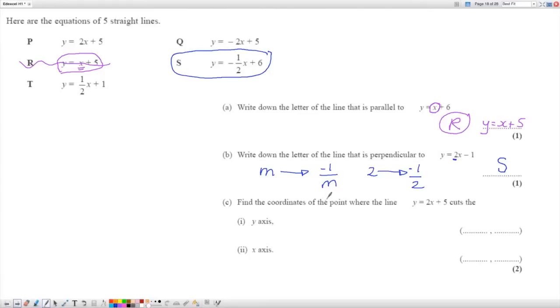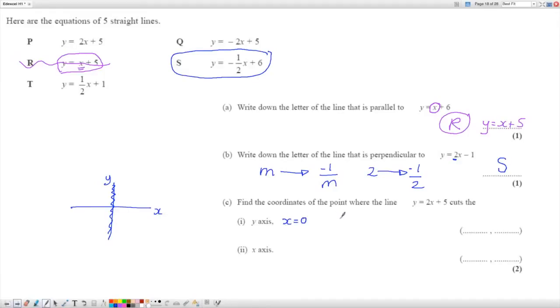We're then asked to find the coordinates of the point where the line y equals 2x plus 5 cuts the y-axis and then the x-axis. So if we look quickly at a graph, we've got our y-axis and our x-axis here. If a line is cutting the y-axis, the value for x will be 0.